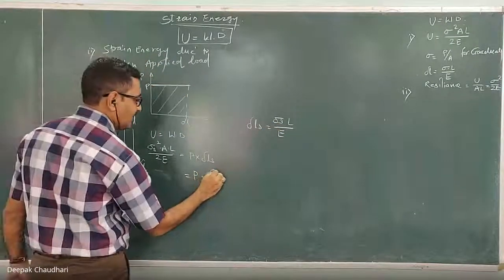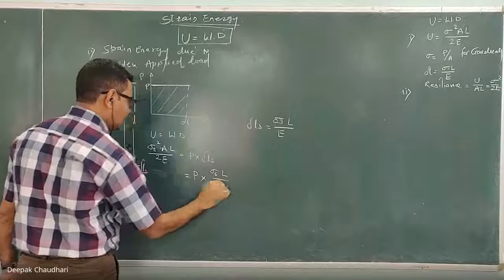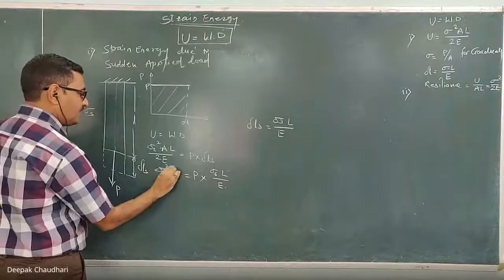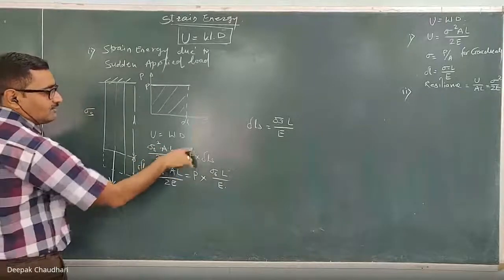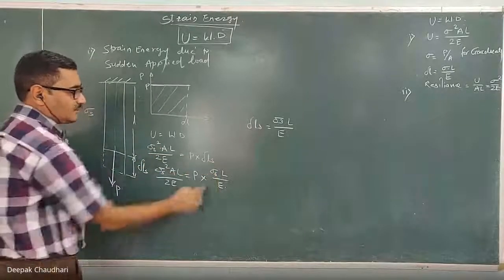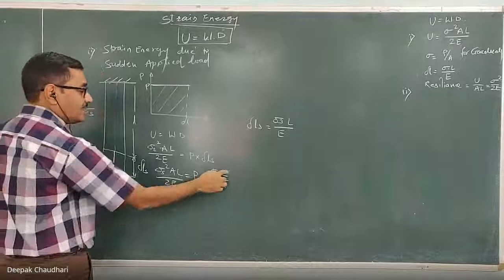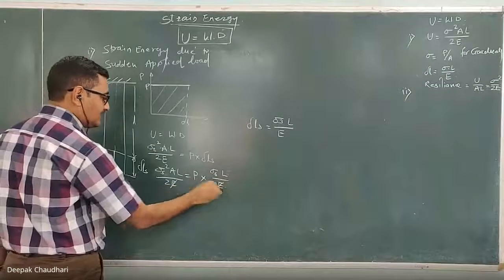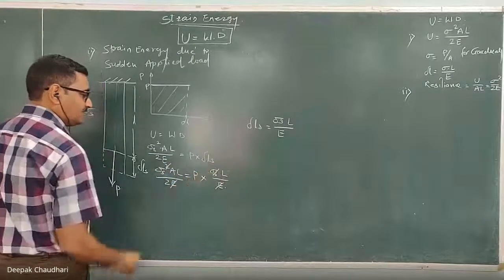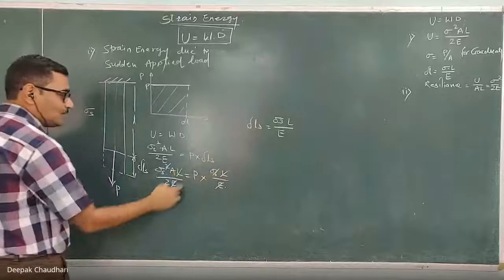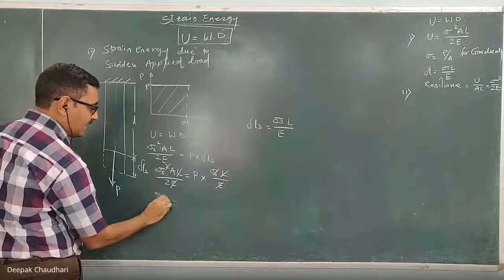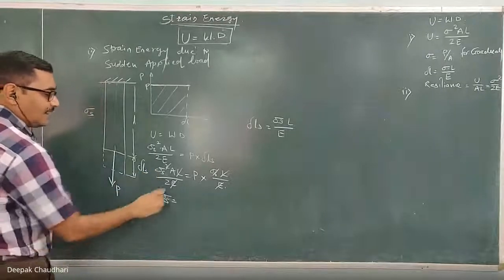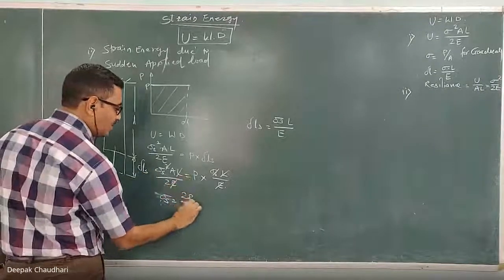So it is sigma S into L upon E here, which is equal to sigma S square AL upon 2E. Sigma S square AL upon 2E is equal to this P into delta LS, equal to P into sigma S L upon E. So this E gets cancelled, one sigma S gets cancelled, one L gets cancelled here, so we will get stress sigma S equal to 2P upon A.